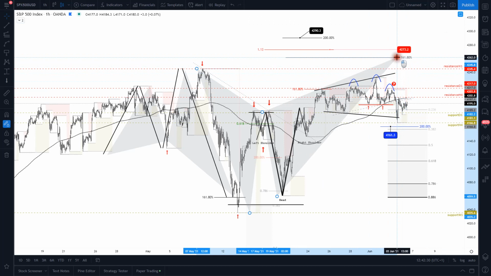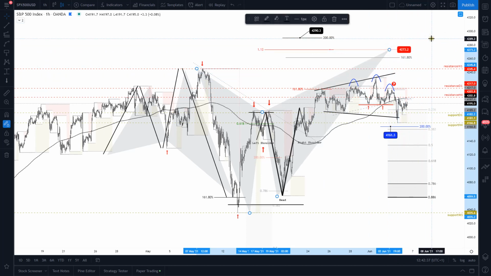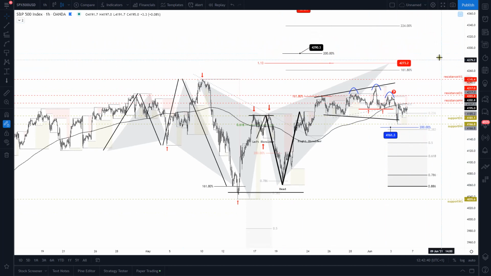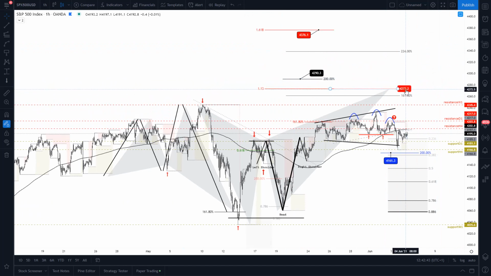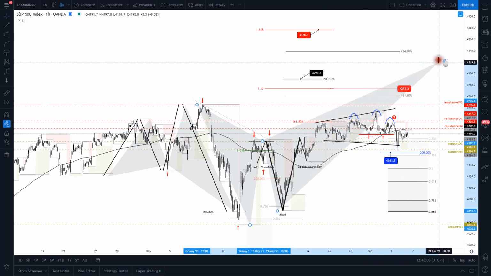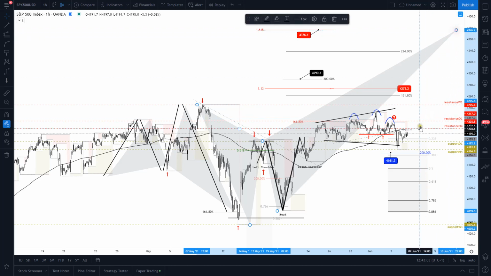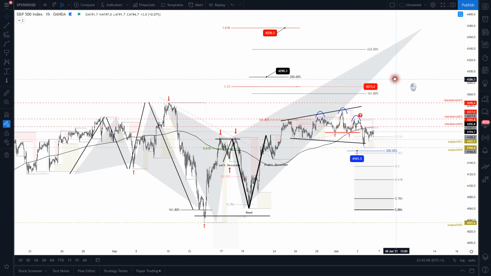And of course, we also have one eventual alt-bat pattern, not the 161 but the 113% Fibonacci extension, projected at 4273, which is starting to vanish with this sideways moving process. I believe the market will start to fade the possibility to form that pattern, but I will not ignore it, and that will depend on the market reaction above this weekly fractal.